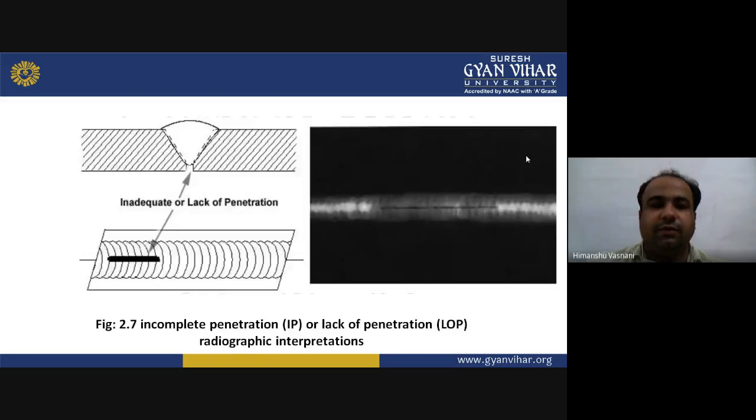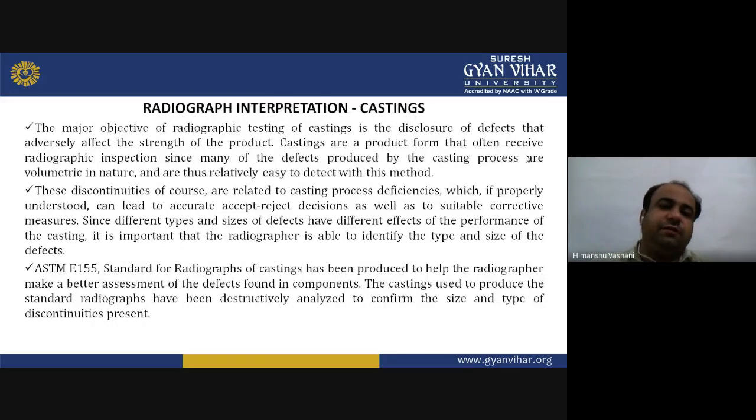Let's go further. Now, radiographic interpretation for castings. Till now, we have studied radiographic interpretation for welding. Now we are going to the casting process. Casting is also a process where defects happen for one reason or another. So we will study castings also, and these casting defects can be interpreted with the help of radiographic interpretation.